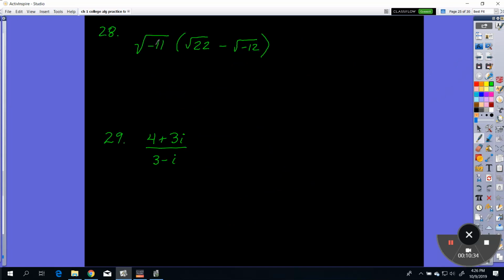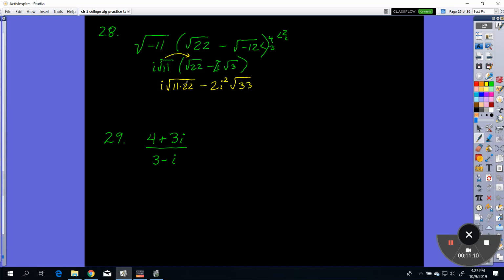28, it says to distribute. Before I can distribute, I need to take the negative out. So I have i square roots of 11 times the square root of 22 minus i square roots, and I'm going to break that down to be 4 and 3 and 2 and 2. So I'm going to have 2i square roots of 3. So now when I distribute, I have i square roots of 11 times 22 minus 2i squared square roots of 33. 11 times 3 is 33.